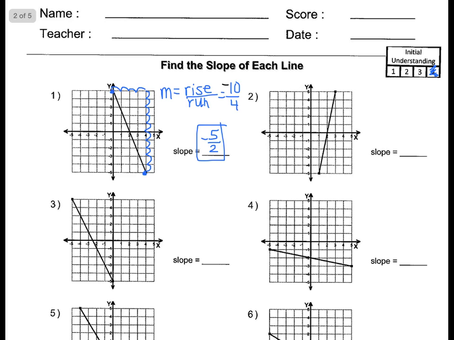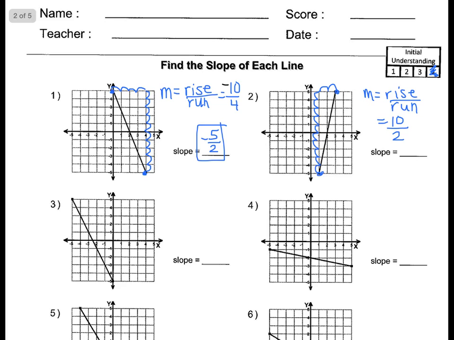Let's do number 2 together. Remember, your slope is equal to your rise over your run. So we have our two coordinates. Here's one of them, and there's the other. So we're going to rise 1, 2, 3, 4, 5, 6, 7, 8, 9, 10. And we're going to run 1, 2.